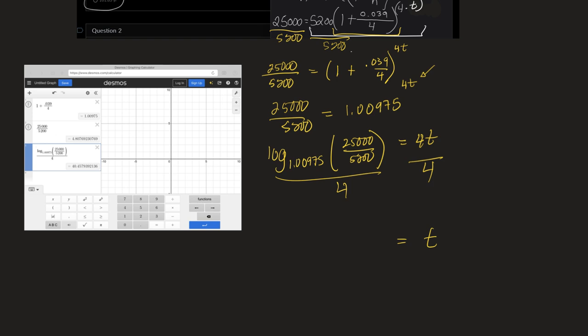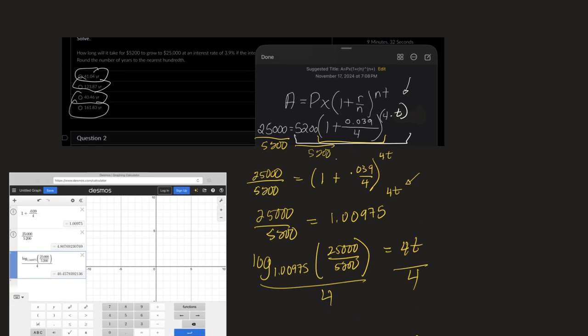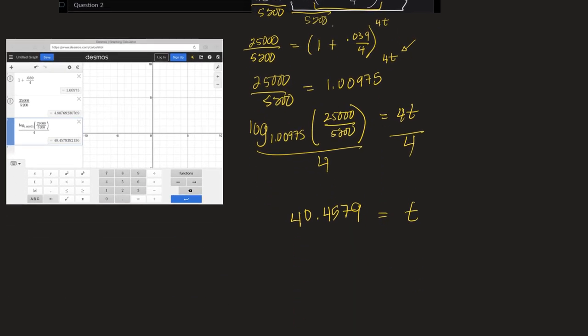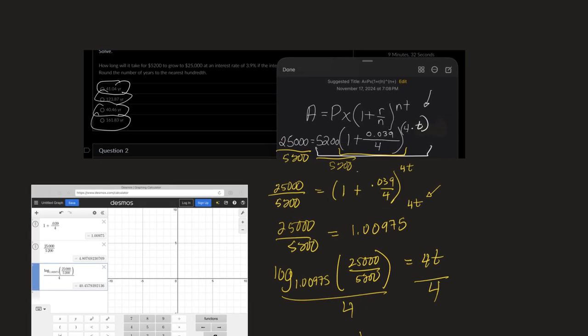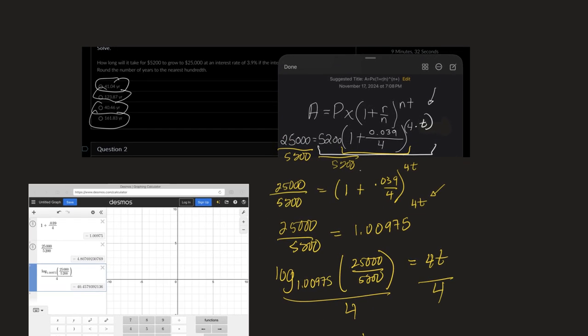So the time comes out to 40.4579. And in the question they say round to the nearest hundredth. So I'd call it 40.46. That's what I'd call the time. Do they have that as an answer? Yeah, right there. All right, hopefully that helps you with that one.